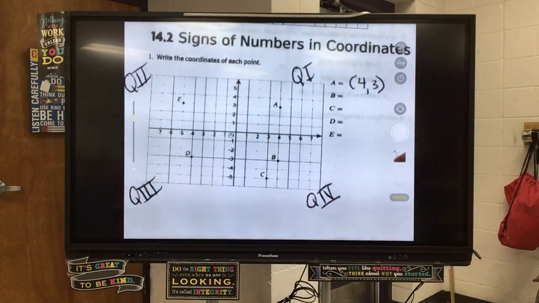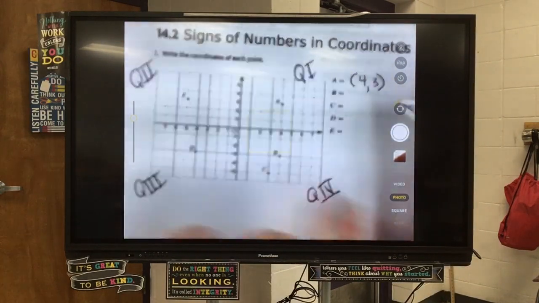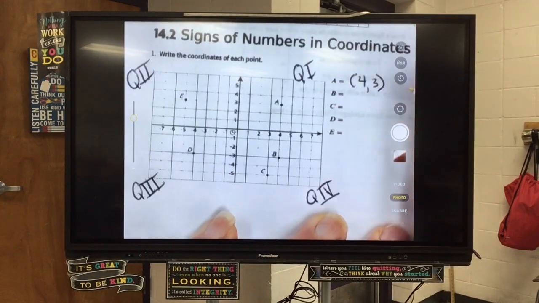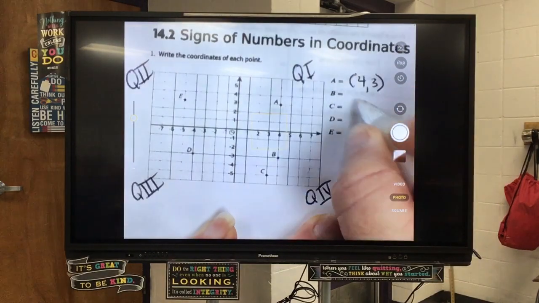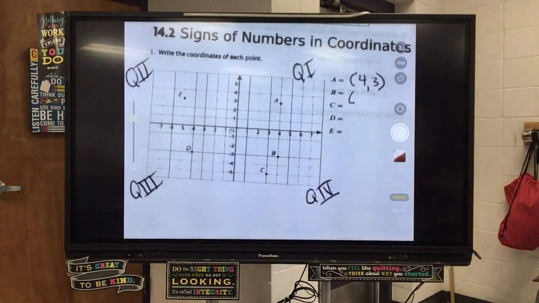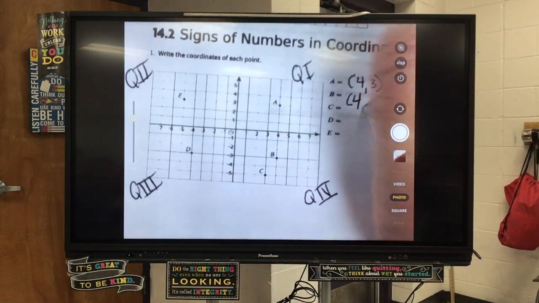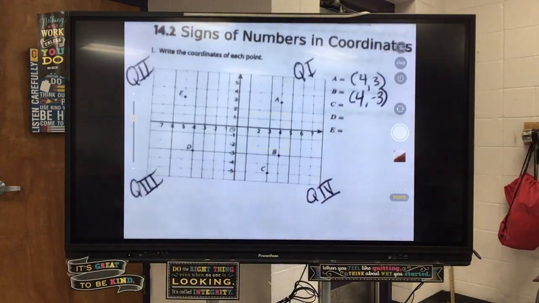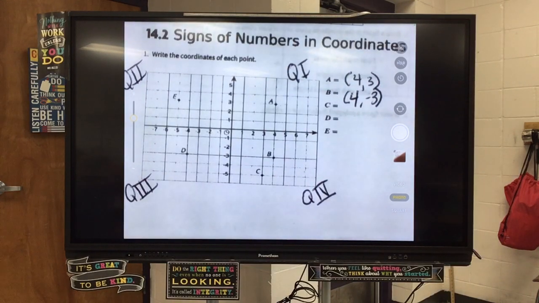What about for B? So B is down here. Kira? Okay, so am I going 4 to the right, 4 to the left? 4 to the right. And then? Down 3. All right. Stopping real quick, what do you notice about these two points right here? Elizabeth? They're exactly the same, but the 3 is negative.